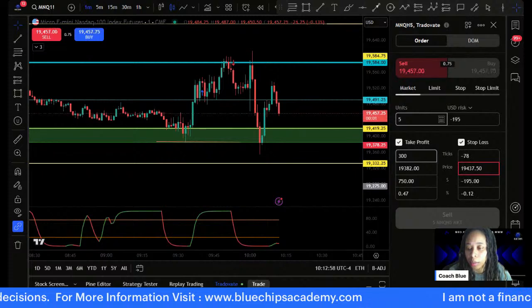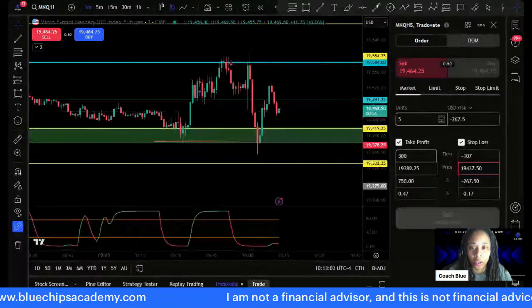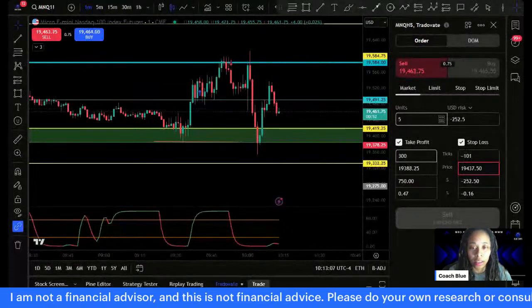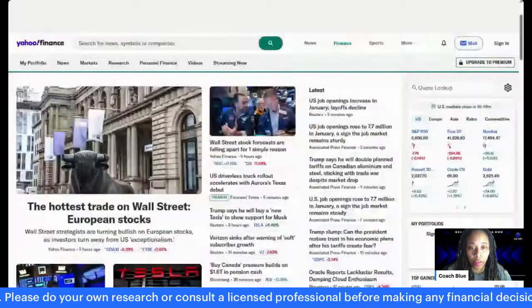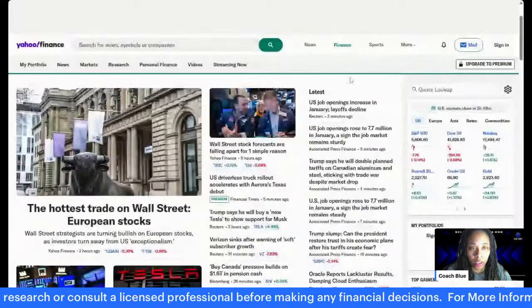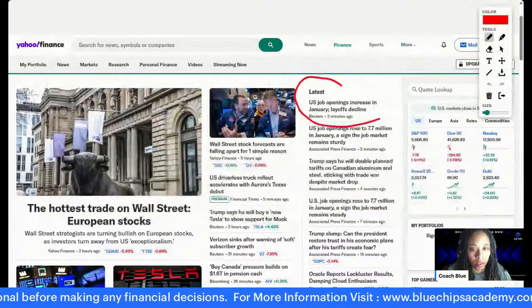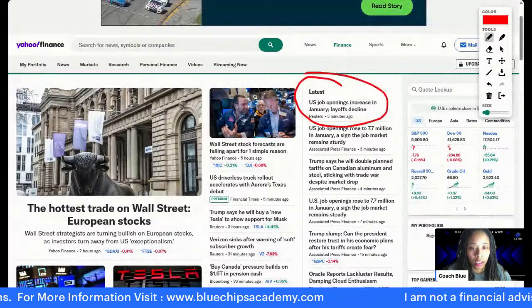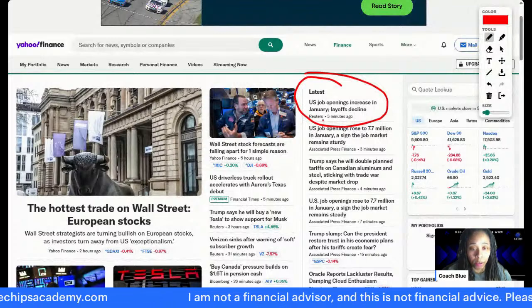Hold on one second. Let me pull it up. I'm just going to pull up the main part of it so you guys can see. Okay, and this is Yahoo Finance, but it's saying the U.S. job openings right here. This is the latest news. U.S. job openings increase in January. Layoffs decline. This actually just posted three minutes ago.